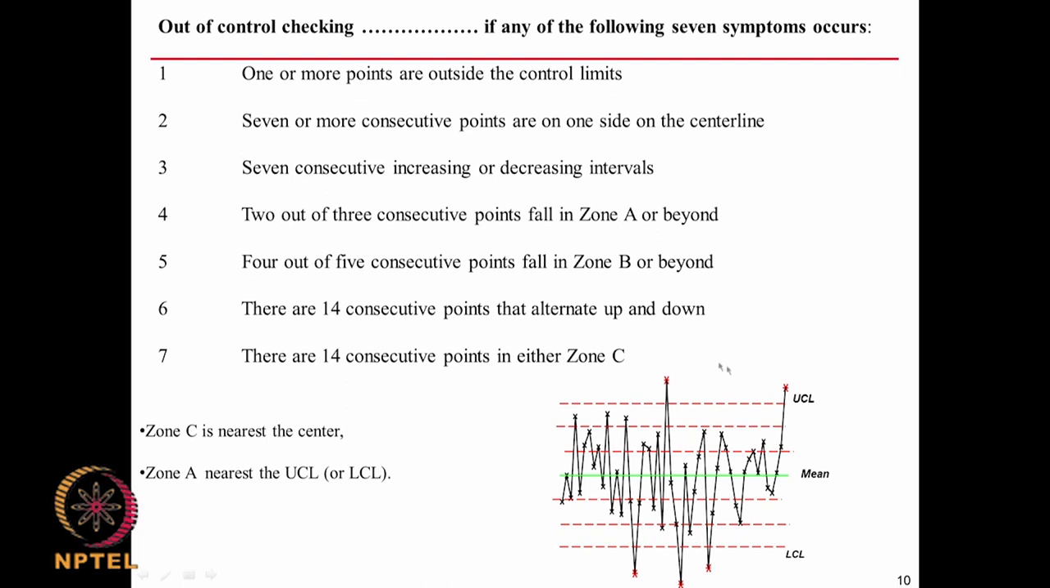So, 2 or 3 consecutive points in zone A, 4 or 5 consecutive points in zone B, 14 consecutive points in zone C, or 14 consecutive points that go up and down, up and down, up and down like that, okay. So, zone C is nearest the center, zone A is nearest the UCL or the LCL, okay.